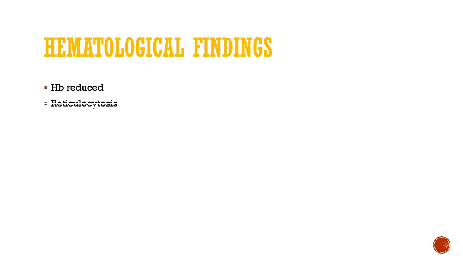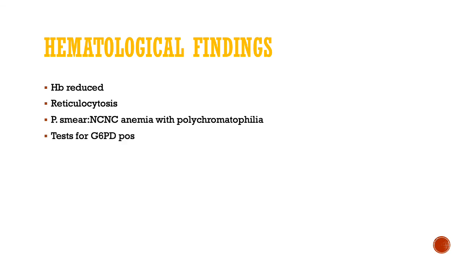Hematological findings: hemoglobin is reduced, and there is reticulocytosis because immature RBCs are released into circulation. On peripheral smear, you see a normocytic, normochromic anemia with polychromatophilia. It's the same kind of features as in all other hemolytic anemias. The test for G6PD is positive. In the bone marrow, you see erythroid hyperplasia, and you can see these bite cells. You can see here it is eaten up by the macrophages, and the inset picture shows the supravital staining, wherein you can see Heinz bodies, which are membrane-bound precipitates of unstable methemoglobin. That is how it appears.